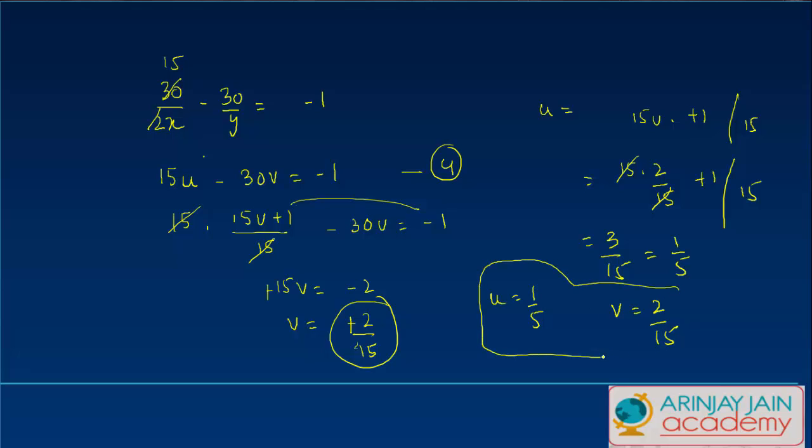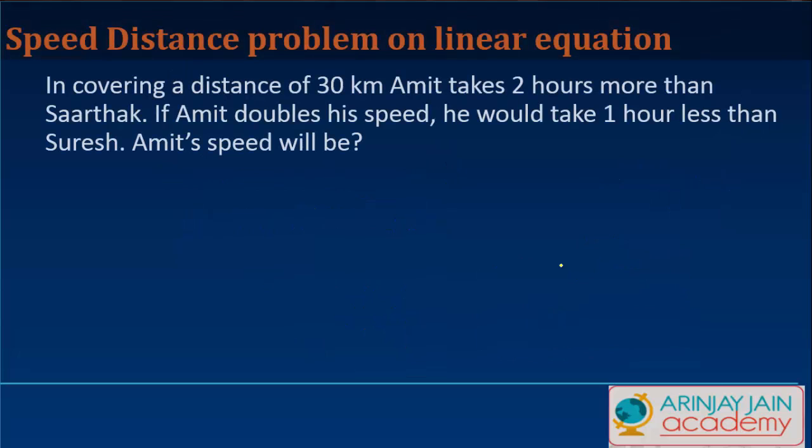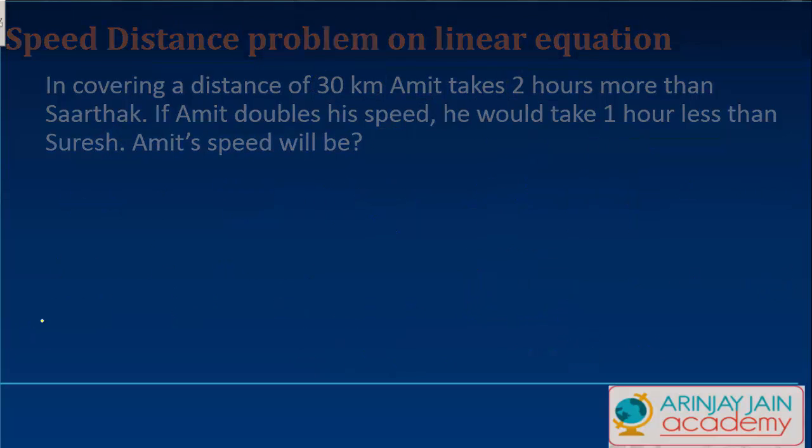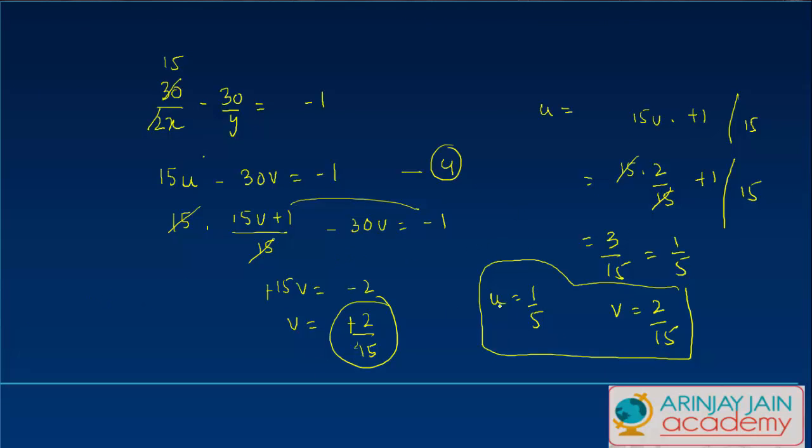And that's how you got the speeds of Amit and Sarthak. What is the speed of Amit? Amit is x kilometers an hour, and we know 1 upon x is equal to u. So x is equal to 5 kilometers an hour. How did I get 5? 1 upon 5 is u, and x is equal to 1 by u. So I got 5 kilometers per hour for Amit. And how much is Sarthak? y is equal to 1 upon v, which is equal to 15 by 2 kilometers per hour.